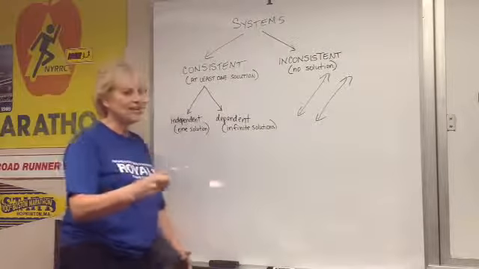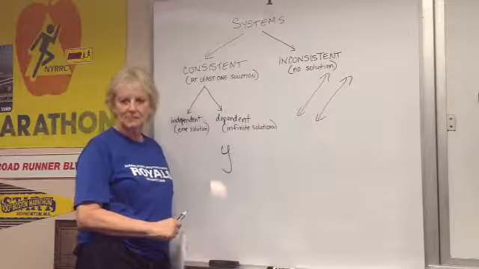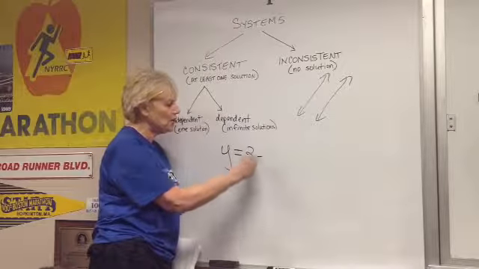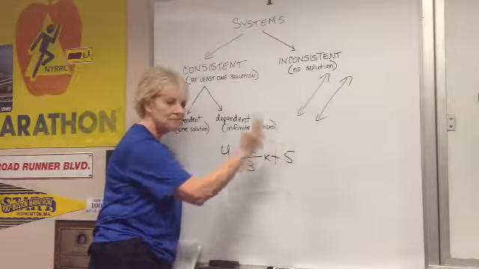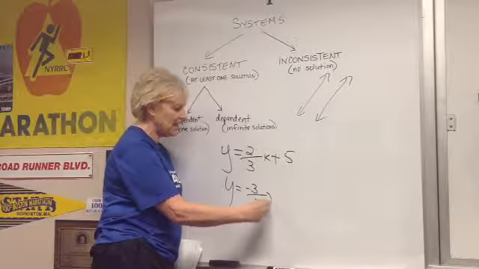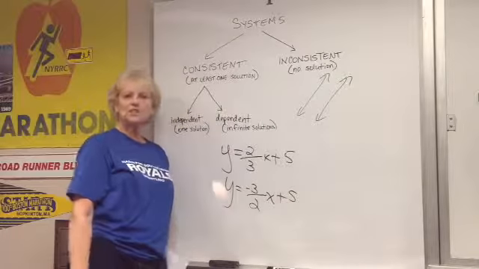All right, let me show you another kind. These are just called special systems, okay? Let's say you have y equals 2/3 x plus 5, and you have y equals negative 3/2 x plus 5. How many solutions are there?